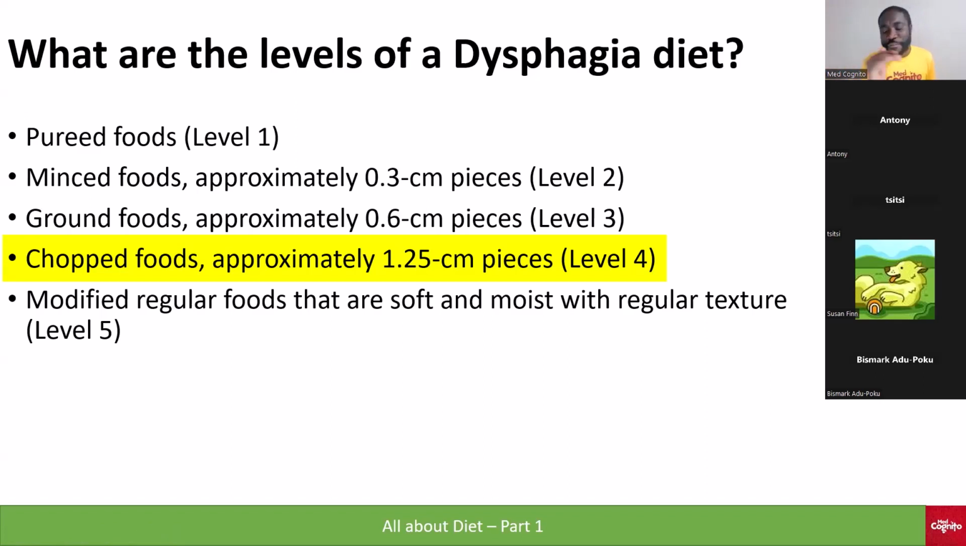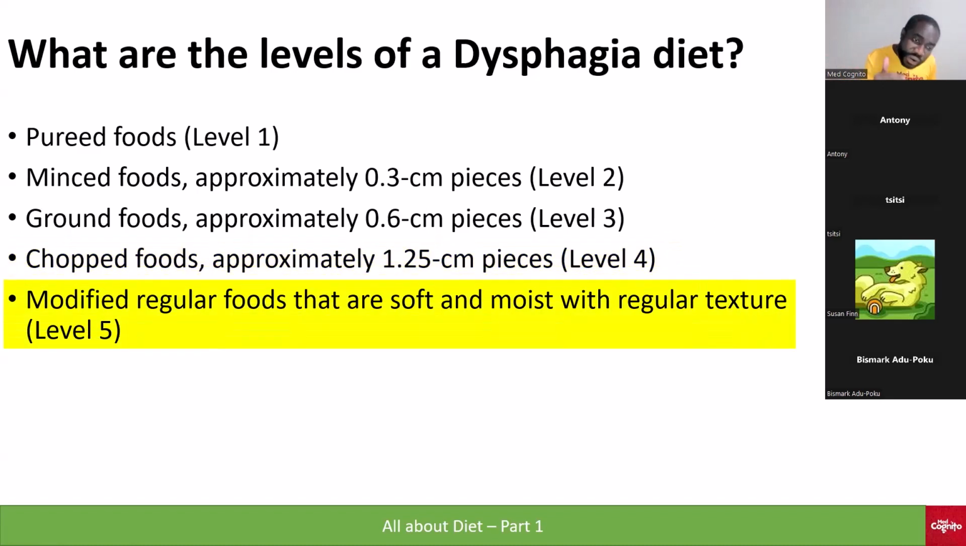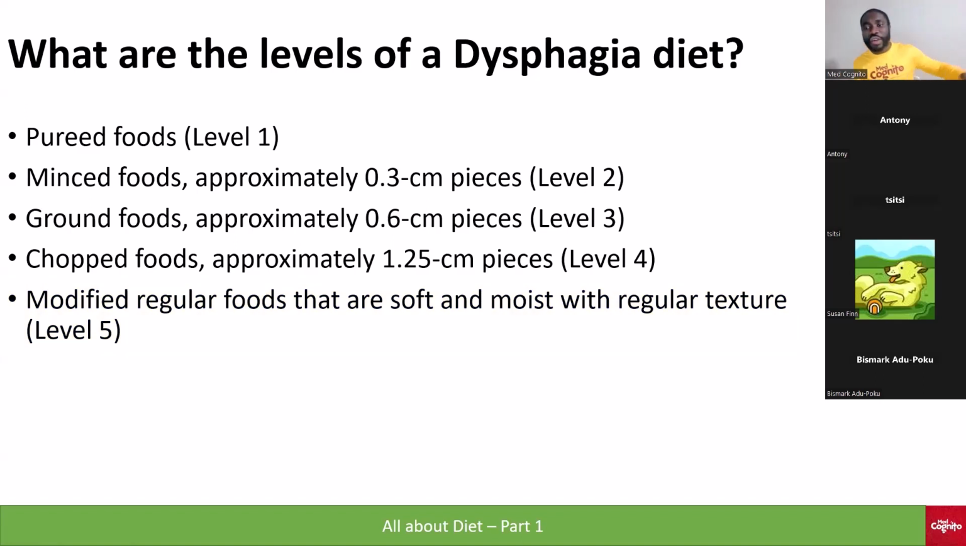The fifth level of dysphagia diet is modified regular foods that are soft and moist with regular texture. So you have to learn the levels of dysphagia diet: level one, level two, level three, level four, and level five. If I give you an example, which level is chopped foods in terms of dysphagia diet? Is it level one, two, three, four, or five? Level four. Beautiful. Minced foods is level two, right?